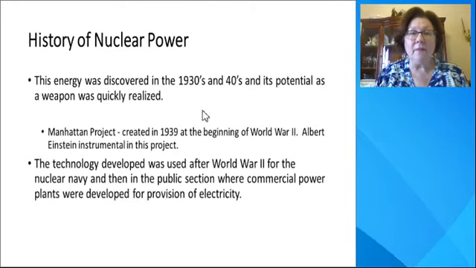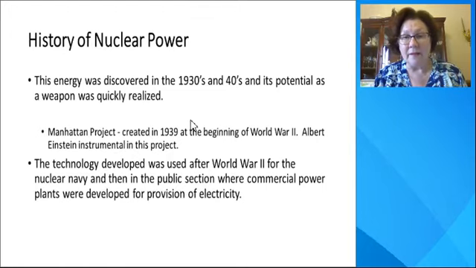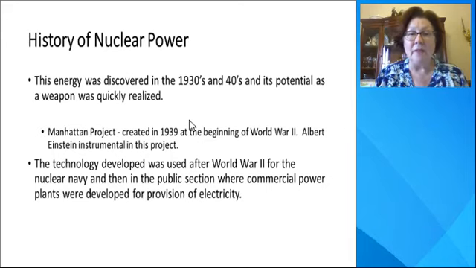I'd like to provide a brief history of nuclear power and how it's developed in our country. This energy was discovered in the 1930s and 40s, and its potential as a weapon was quickly realized. The Manhattan Project, which Albert Einstein was instrumental in, was created in 1939, and this is at the beginning of World War II. Albert Einstein urged Franklin Delano Roosevelt to consider working on developing an atom bomb.